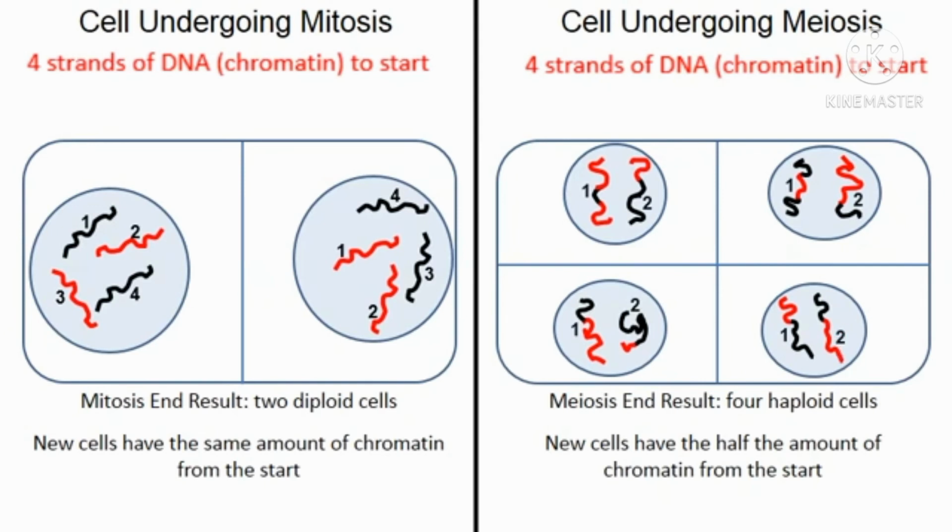Notice, the cells created by mitosis are identical, with 2 strands of black, 2 strands of red chromatin, but the cells on the right are genetically unique because of crossing over and the recombining of those portions of homologous chromosomes way back in prophase number 1. Each cell is genetically unique.